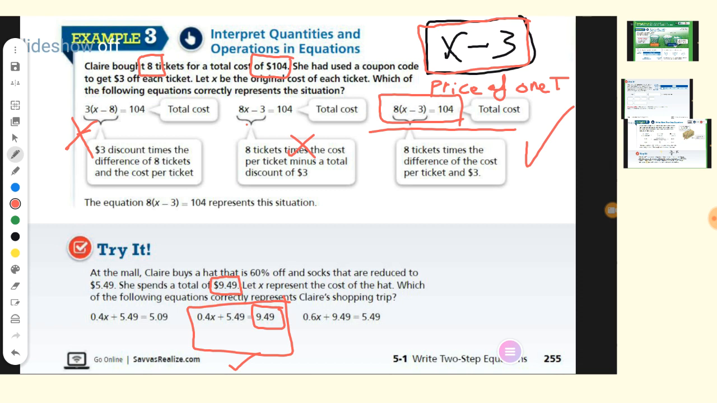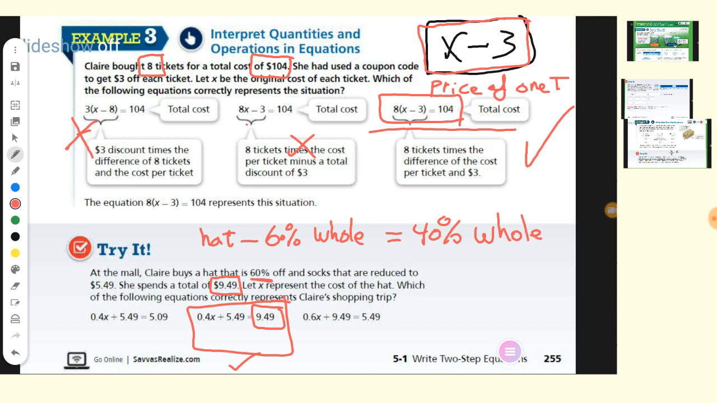Reading. Let x represent the cost of the hat. Which of the following equations correctly represents Claire's shopping trip? We already chose. So she buys a hat with 60% off, so minus 60% of the whole, which is equal to 40% of the whole.